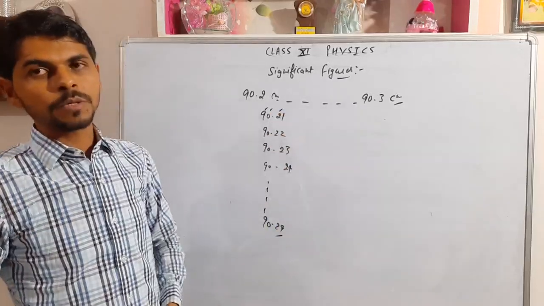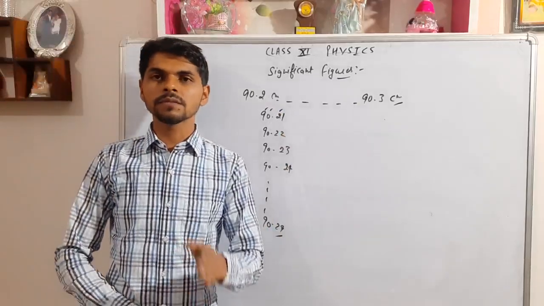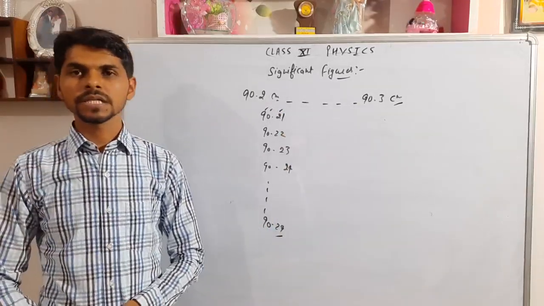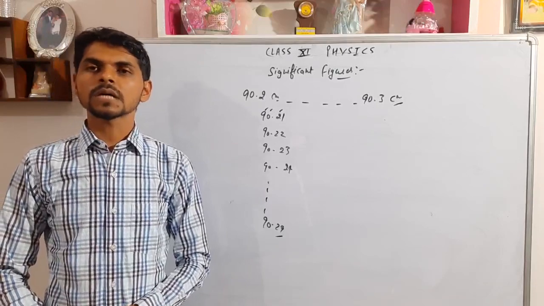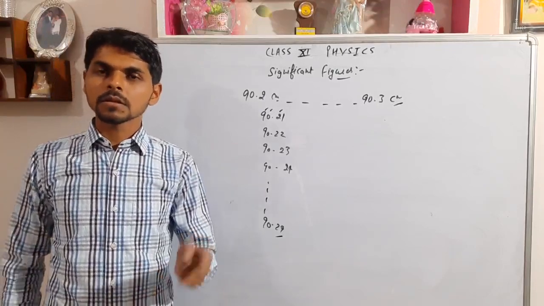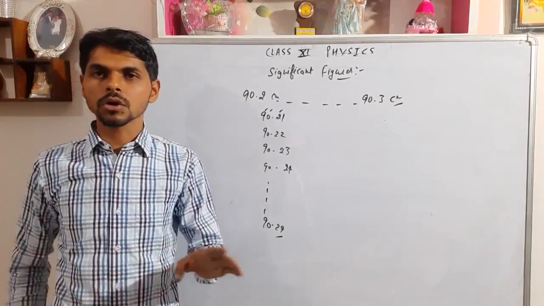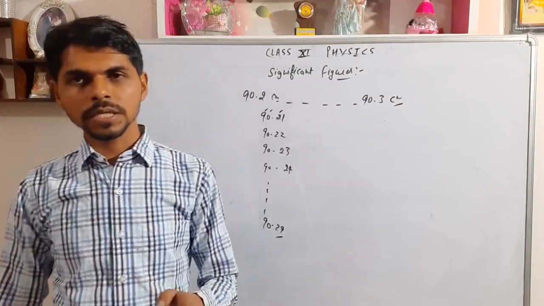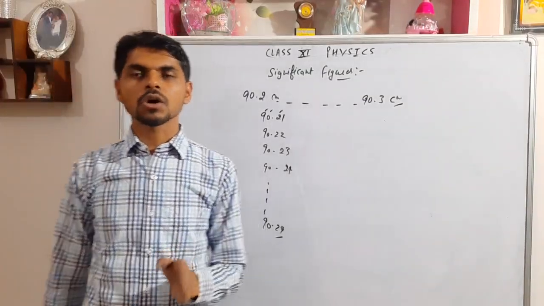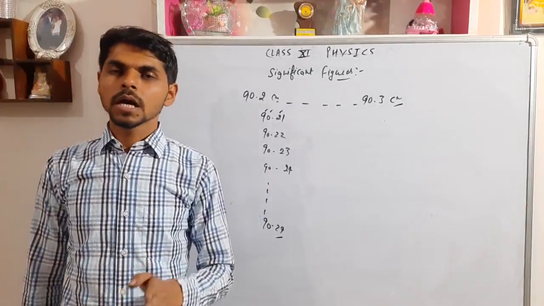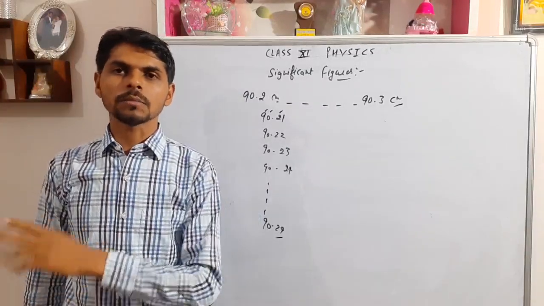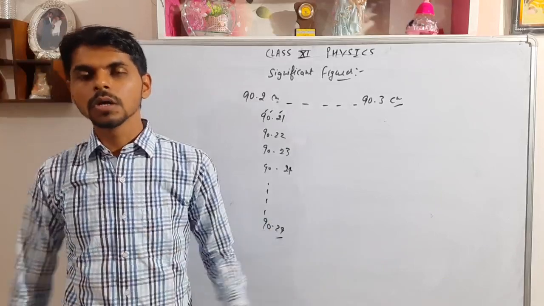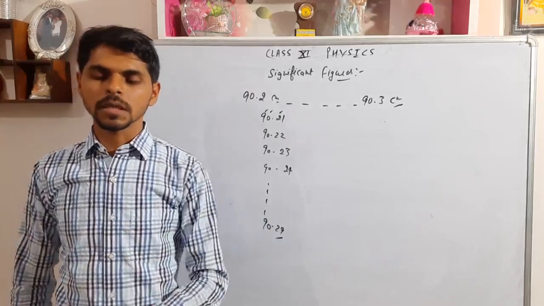It means we are sure about 3 significant figures, 3 digits. Plus 1 digit we are not sure about, that is uncertain. Significant figures are the digits in a number we are sure about, plus 1 uncertain digit we are not sure about. Okay, it means there are 4 significant figures.